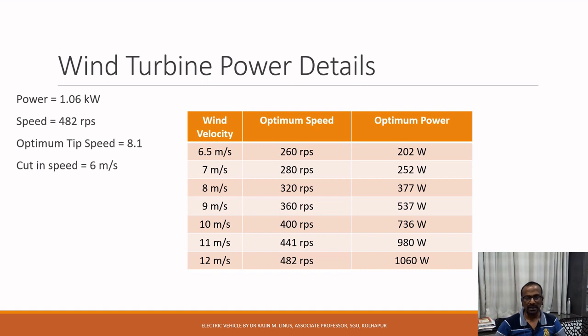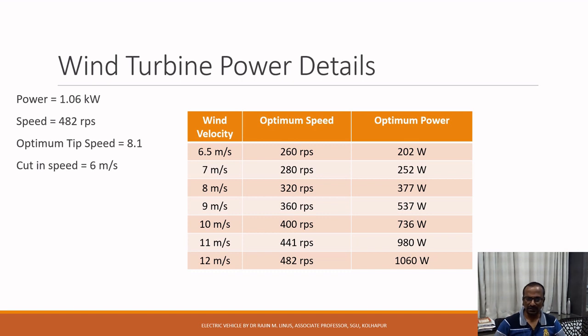If you have any doubts, in the previous lecture I already explained what the cut-in speed, the rated speed and the cut-out speed are, everything with one of the wind turbines. So please go through it. The 12 meters per second is nothing but the base wind velocity. At that time the optimum speed of the wind turbine will be 482 RPS. That means the rated speed of the wind turbine, and the optimum power will be 1 kilowatt. Okay, so now this is for your understanding.